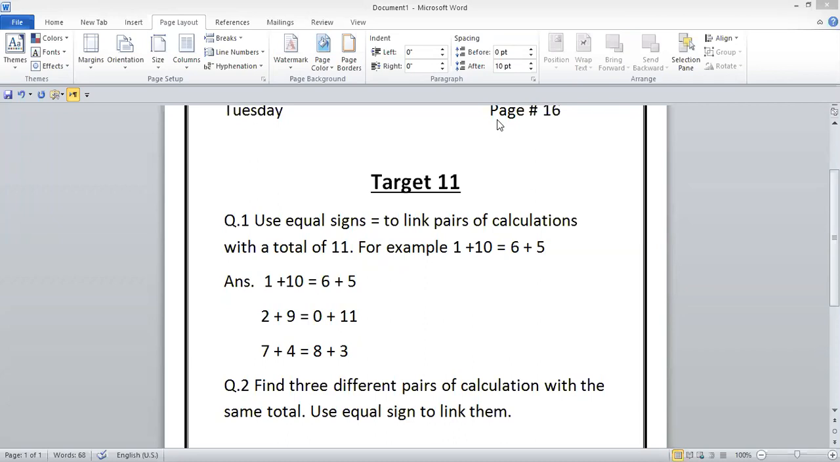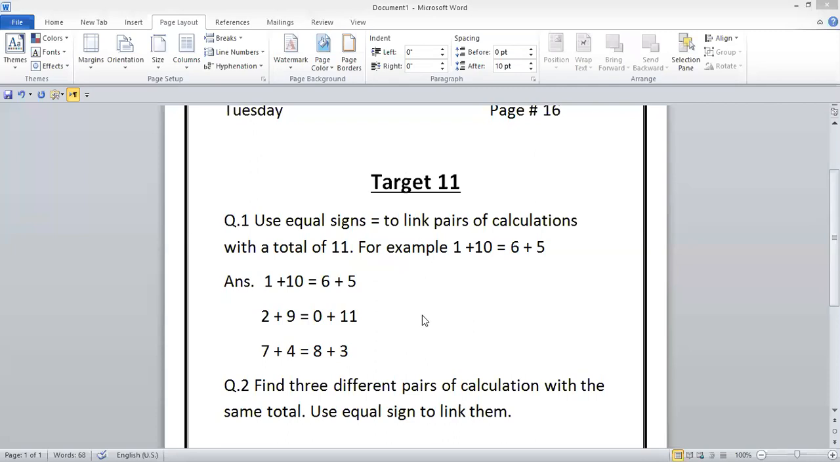What number should I add with 4 in order to get 10? So that is 6. What number should I add to 5 in order to get 10? So that is 5. 5 plus 5, 10. If there is 6, what number should I add to 6 to get 10? So that is 4. So this is the concept, right?